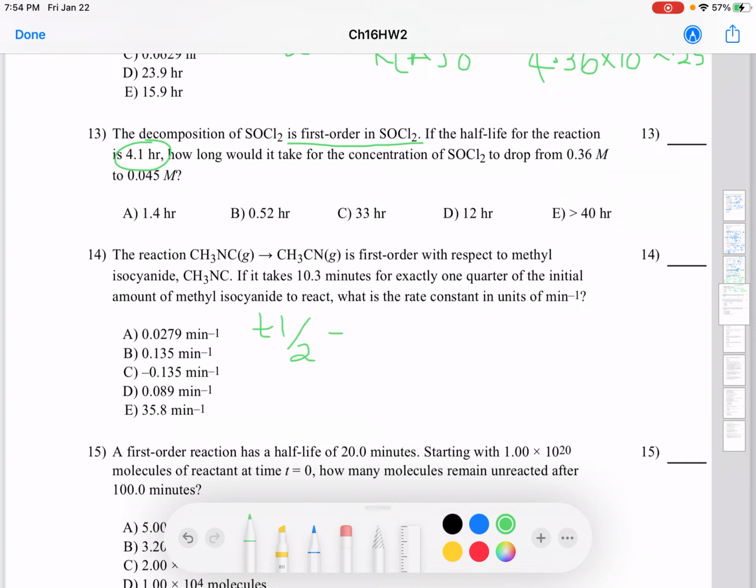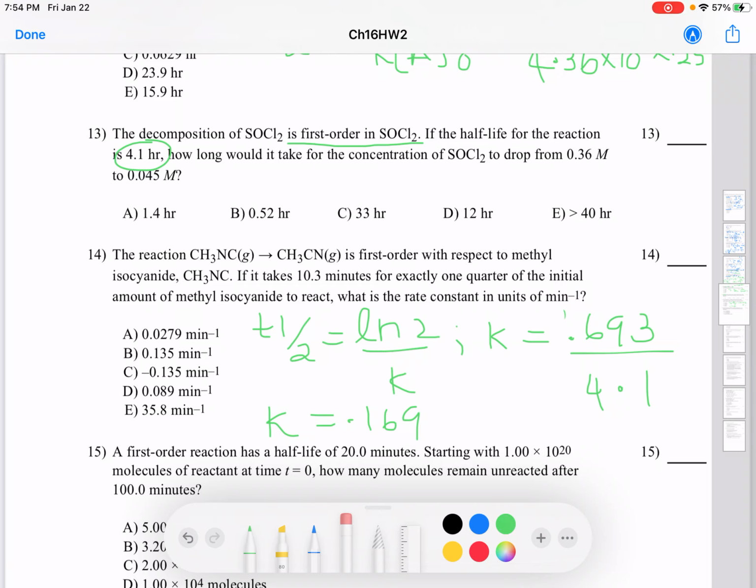So t half is going to be ln 2 over k. ln 2 is 0.693, and we're trying to find k. So k is going to be 0.693 over t half, which is 4.1. 0.693 over 4.1 is 0.169. 0.169 is the rate constant. And then you can use the integrated rate law for the first order reaction.